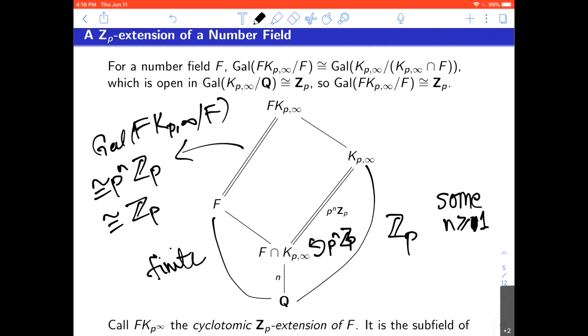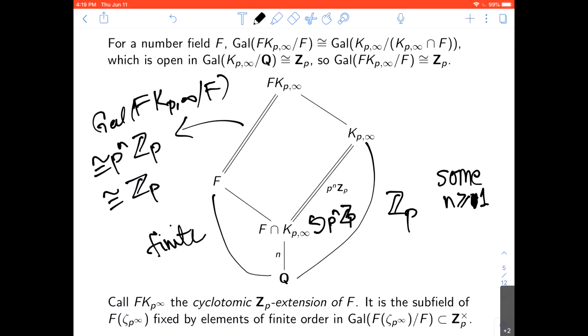So this method could be described also more directly as adjoin all the p power roots of unity to F, and then look at the fixed field by the elements of finite order inside that Galois group over F. So if you adjoin the p power roots of unity to F, you might not get all the p-adic units, but if you mod out by the elements of finite order, you will get a subgroup that's isomorphic to ZP. So you could describe it in a more direct way without taking the composite with the extension of Q first. In any case, this construction is called a cyclotomic ZP extension of F.